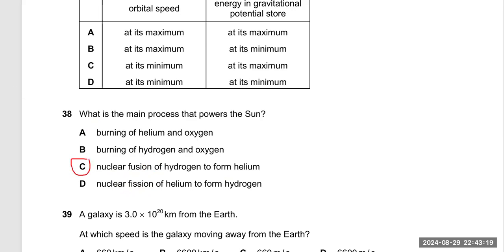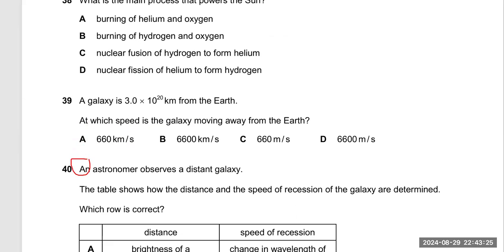Okay, this is the second last question. I think this is related to Hubble's law. Hubble's law is very important. I will give you the definition of Hubble's law also. A galaxy is 3 multiplied by 10 raised to the power 20 kilometers from the Earth. At which speed is the galaxy moving away from the Earth? So I will solve it here.